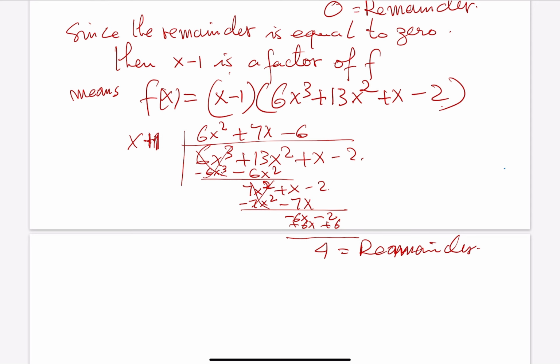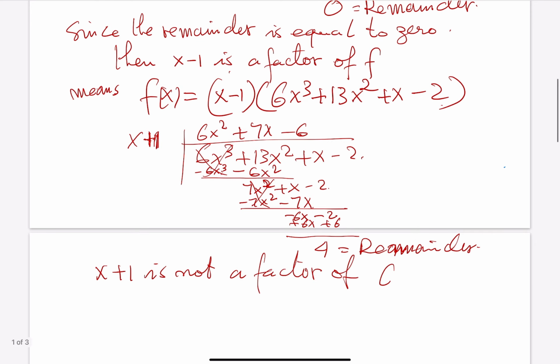But since the remainder equals 4, and 4 is different from 0, that means x plus 1 is not a factor of this one, x to the third plus 13x squared plus x minus 2. You got it? Do you understand the process now, right? Good. Now, since this one is not a factor, we still keep the original one.